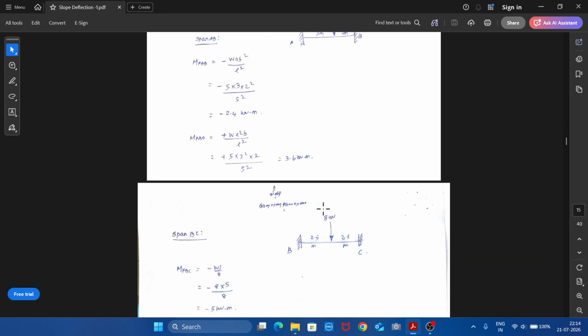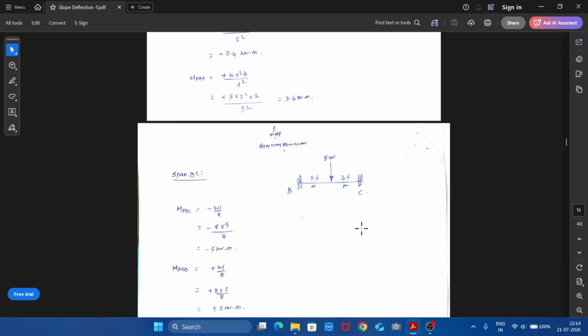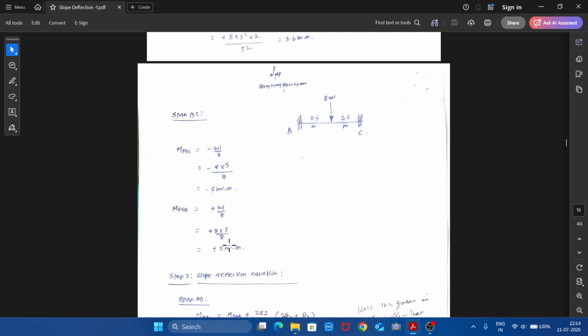And in span BC, subjected to the central point load, the fixed end moments are minus WL by 8 on the left side and plus WL by 8 on the right side, where W is the load and L is the span. So we'll be getting these values.